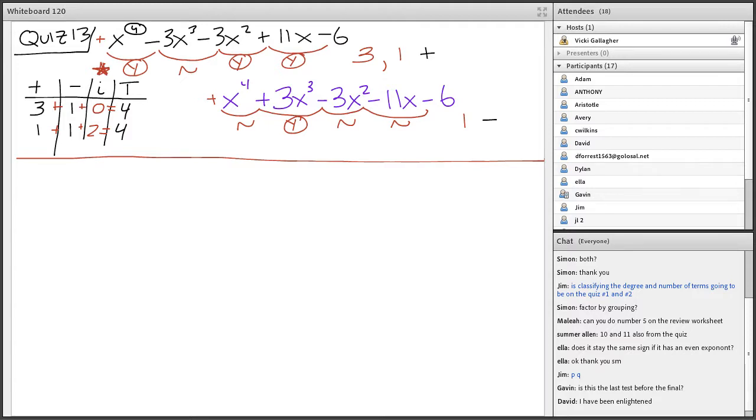Okay, let's do part B, which is list all the possible rational roots. Lucky for us, this problem has a constant and it has no leading coefficient. So all I have to do is figure out all of the numbers that multiply to make 6. And that's them. And so that would be the answer to part B.